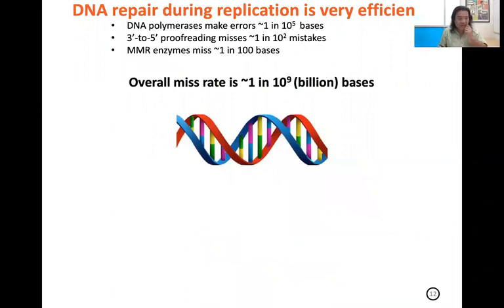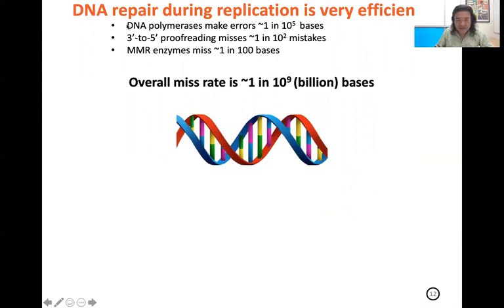So let's think about this then. This is the last slide for today. DNA repair during replication had better be very efficient, right? Because if you're talking about accurately copying 3.2 billion base pairs of DNA, you can't really afford to screw up in critical places, so you better believe that this process is pretty efficient.